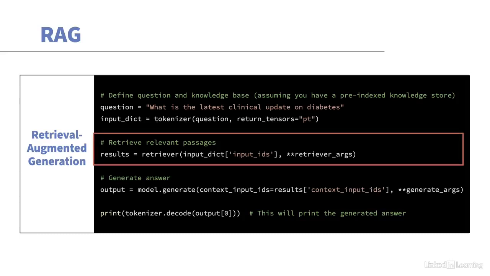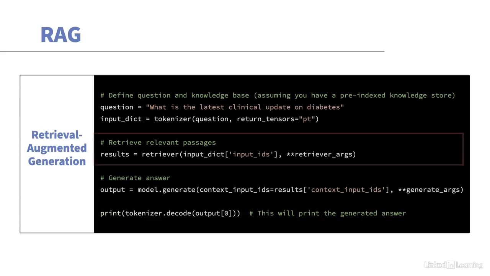This line retrieves relevant passages from a knowledge base using a retriever model. The retriever takes the tokenized question as input and returns relevant passages that might contain the answer to the question. The retriever_args variable contains any additional arguments needed for the retriever.